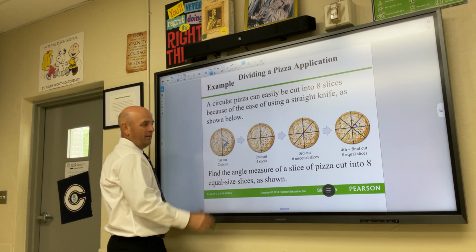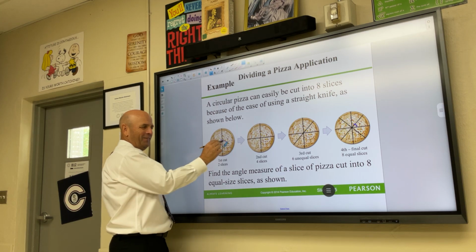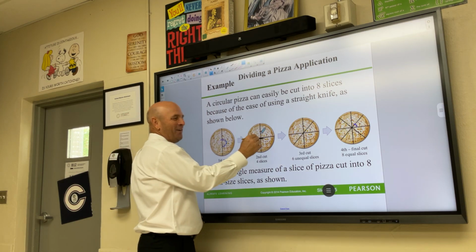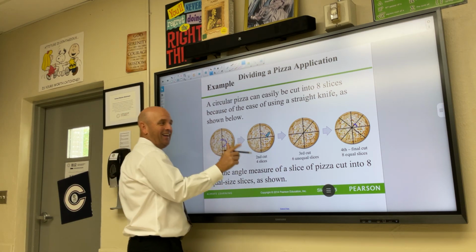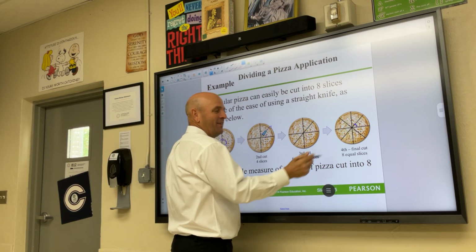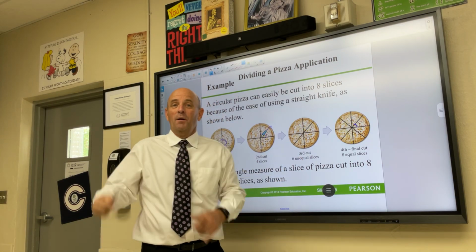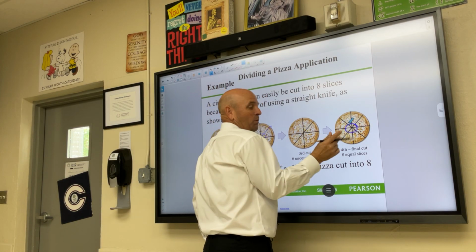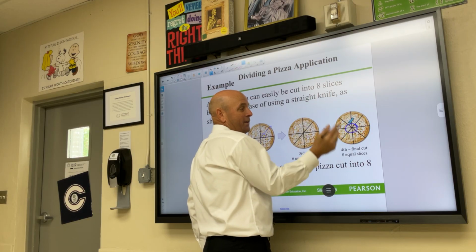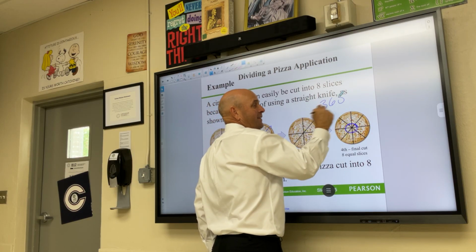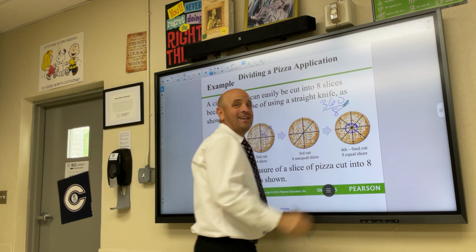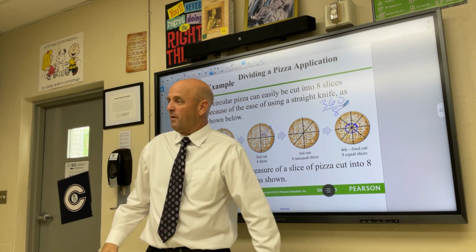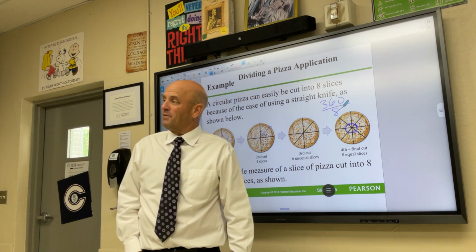What is it here? 180. When I cut it in 4 pieces, what is it? 90. Then I cut that in half, what do I get? That's the common sense way, right? But technically, what's the rotation of a circle? 360, right? So if I take the 360 and divide it by how many slices I have, I would also get 45. I like common sense though, right?